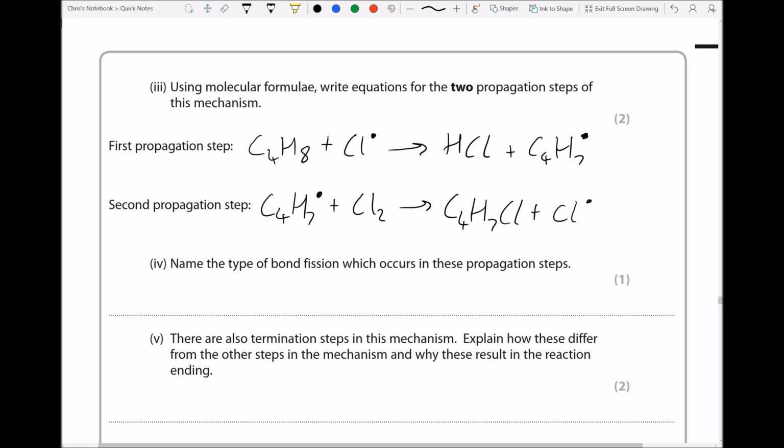Okay, and then part IV, name the type of bond fission which occurs in these propagation steps. We did mention this just before. This is homolytic fission because we're getting one electron. Homolytic meaning the same, and lytic obviously means to break. So we're breaking a bond, and basically we're breaking it so we get one electron each side on each atom. So this is homolytic.